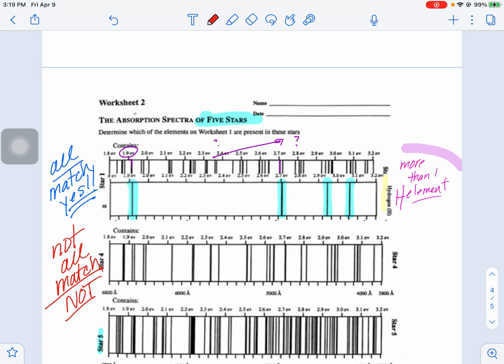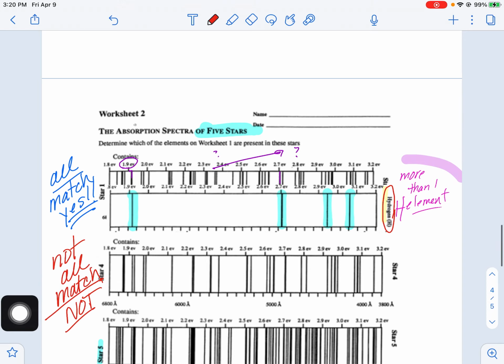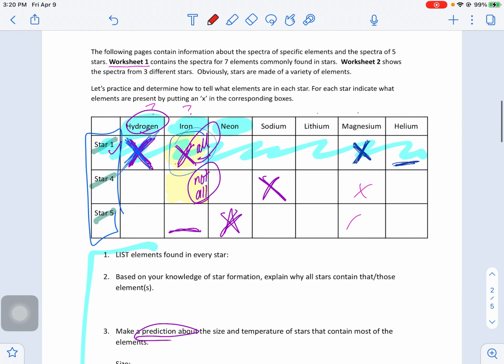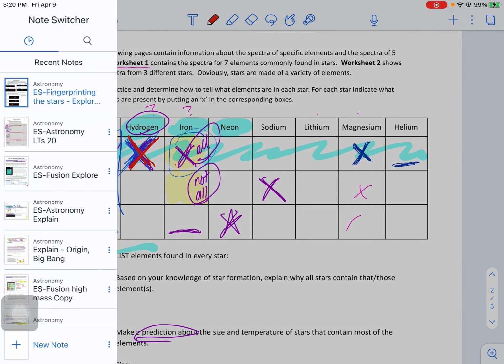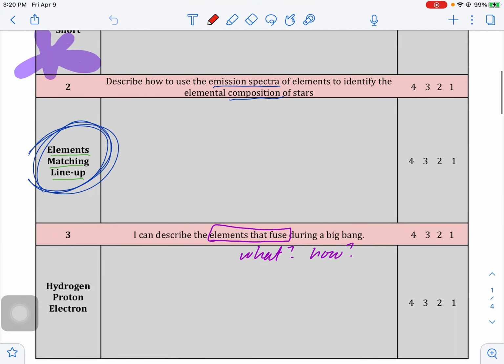And so again, we're using these fingerprints of the elements to compare to the stars to find out if all of them match, then yes, I know it's part of the star composition. Star 1 would have hydrogen as part of its makeup. Or no, if they don't all match, that element would not be present within the star. So that not only helps you complete your table, right? You're filling it in here, but it also helps you fill in Learning Target 2.